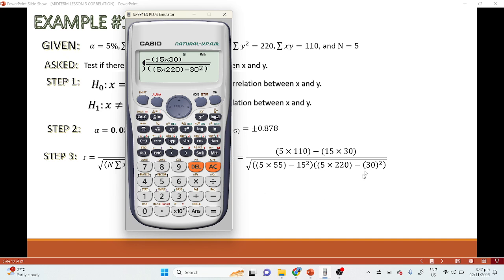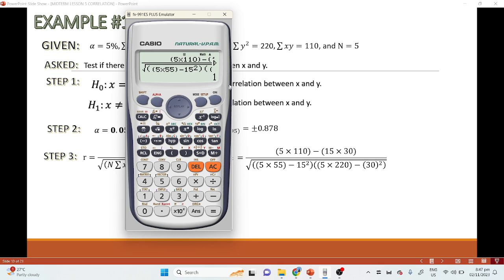Okay, so check natin. Hindi ko nilagay yung dalawang parenthesis dito. Check natin kung hindi siya mag-syntax error. Pag mag-syntax error, then ilalagay natin yung dalawa dito. Okay, so let's check. Yun. Okay, so tama yung pag-type natin.